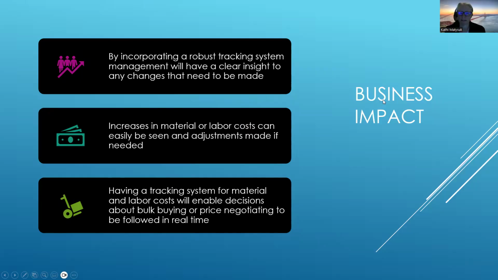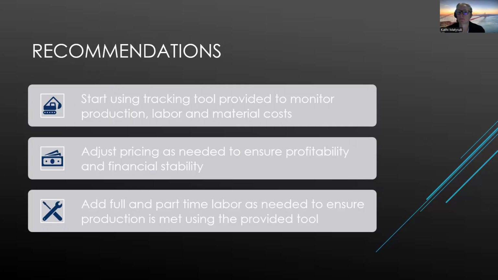So the business impact of this is that by incorporating a robust tracking system, management is going to have clear insight into any changes that need to be made. Increases in material or labor costs can easily be seen and adjustments made if needed. And having a tracking system for material and labor costs will enable decisions about bulk buying. So if you are using a whole bunch of cement, you can really see what materials you're using the most of, and then you'll know which ones you need to buy in bulk versus which ones you don't use all that often. So by tracking it, we're going to be able to make some of those decisions and maybe even do some price negotiating if we have to buy a big bulk item.